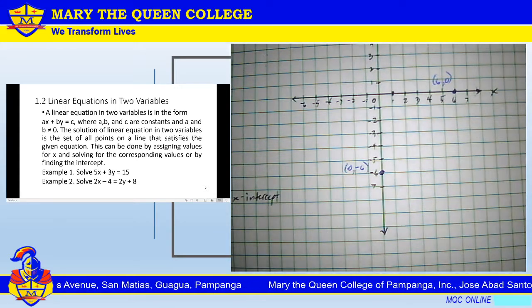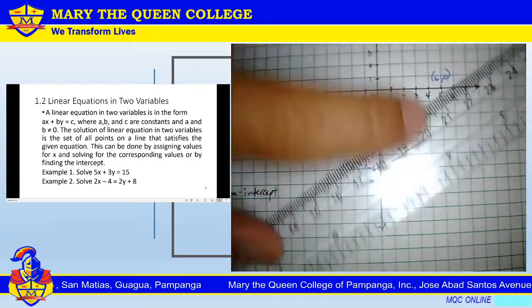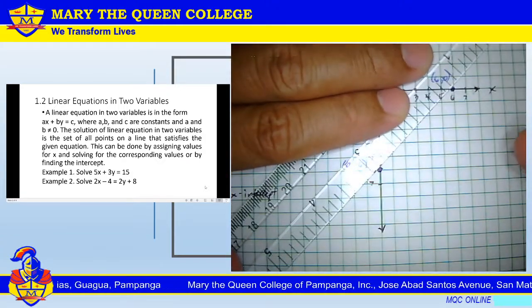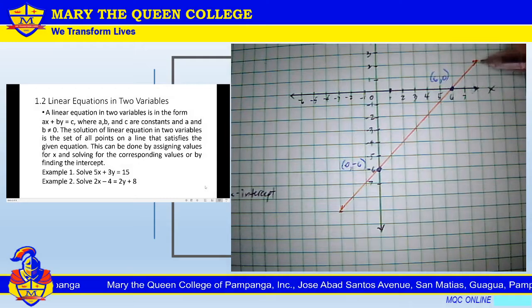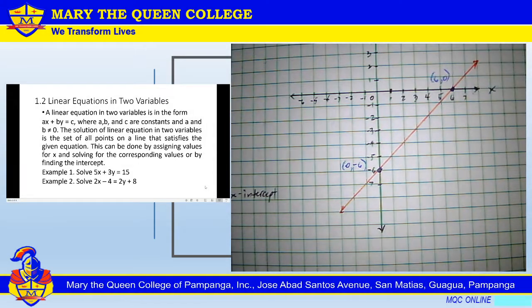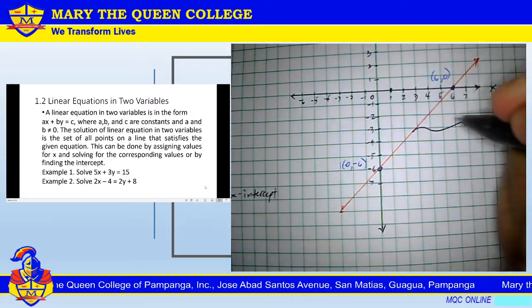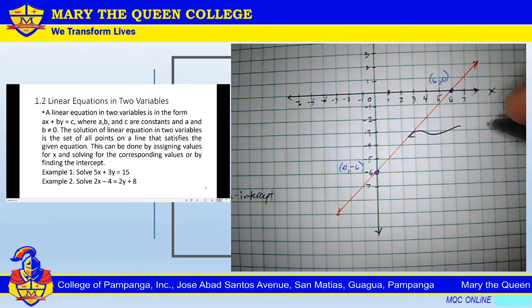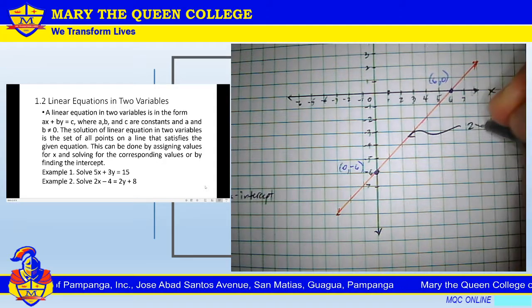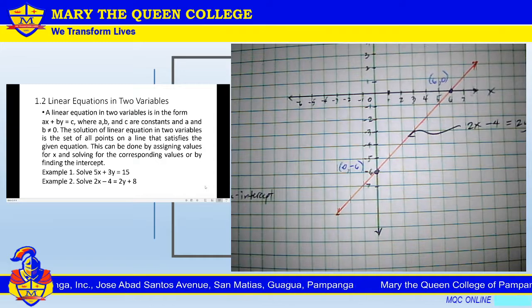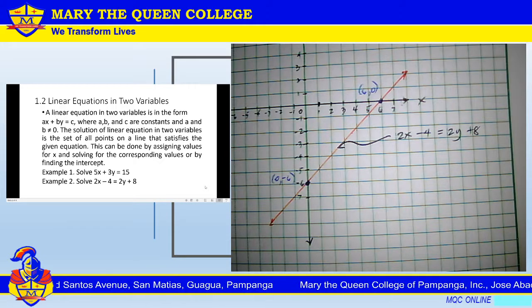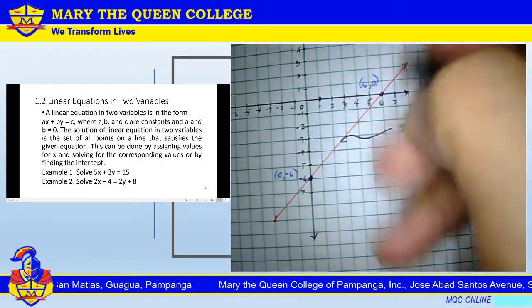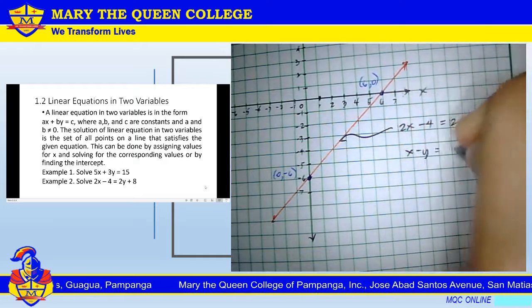Connecting these 2 points will produce a straight line, extended in both directions. From here, you may label this graph as 2x minus 4 is equal to 2y plus 8. So this is now our graph for our linear equation of two variables, 2x minus 4 equals 2y plus 8. Or simply, this is also the graph of x minus y is equal to 6.